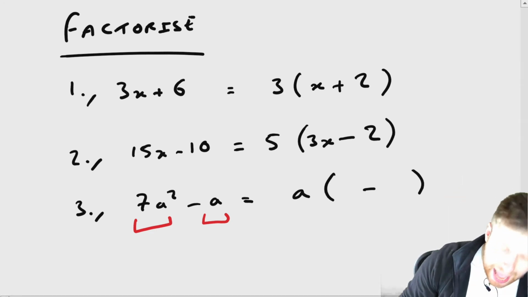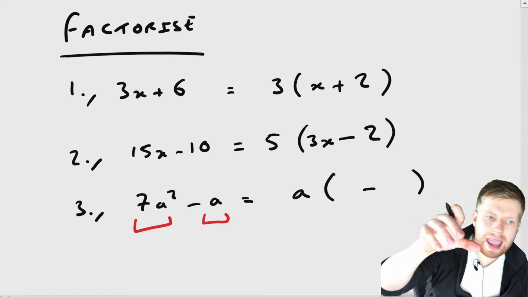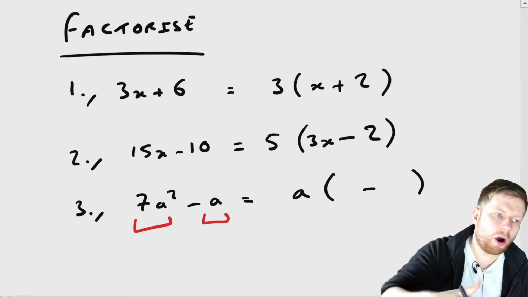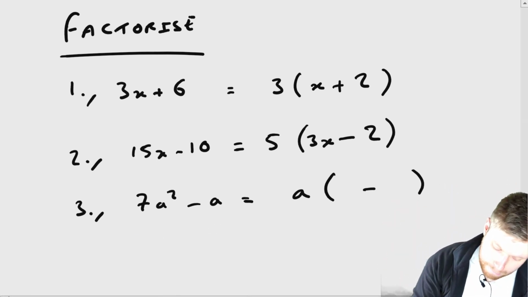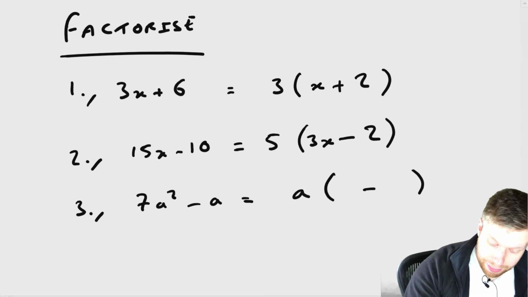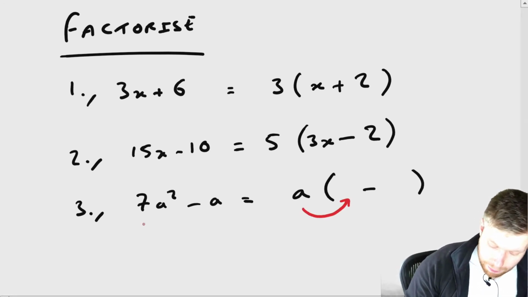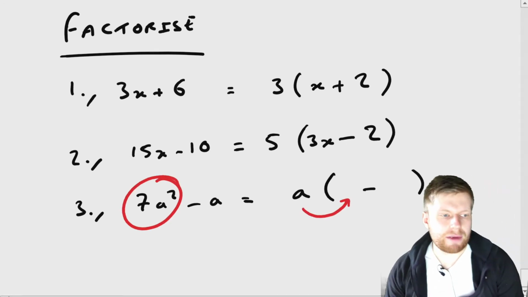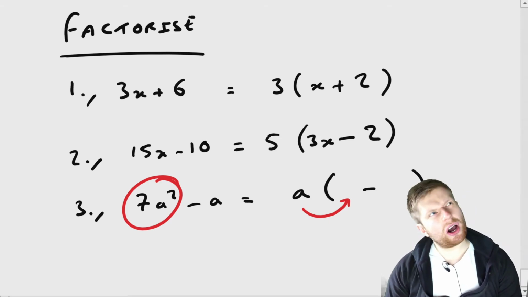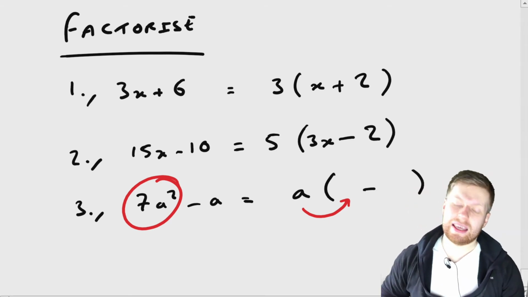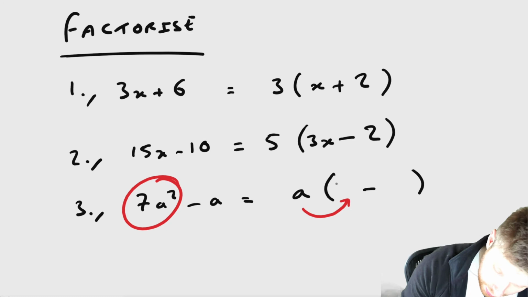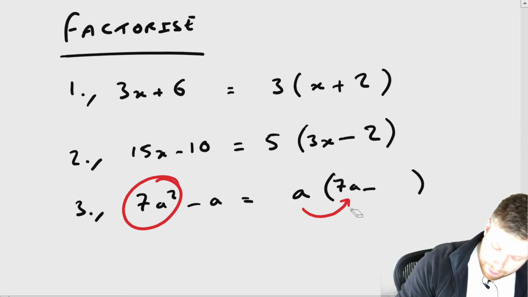So I'm going to stick an a out the front of the bracket because there's an a hiding in the a squared and there's an a obviously in the second term. Okay, so now I can basically expand this. So a times something has got to give me 7a squared. Well, a times 7a is going to give me 7a squared, right? So I know a 7a has got to go there.